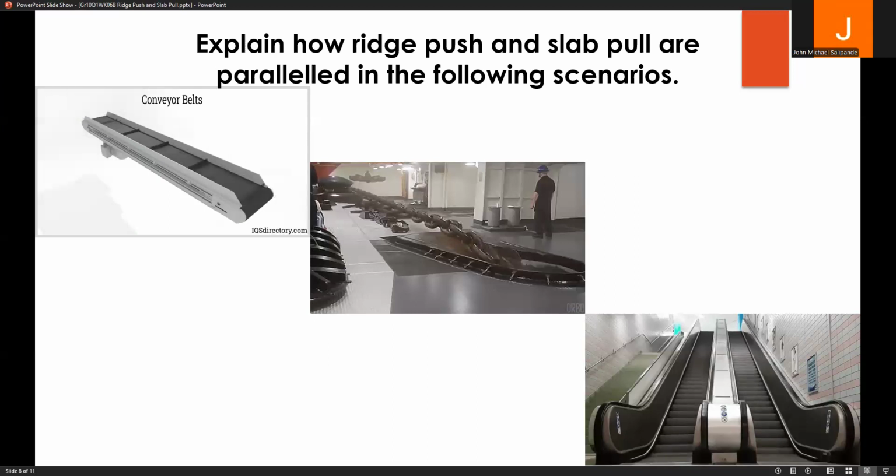And finally, with the escalator scenario, if you are on the platform, whether you're ascending or descending, you're undergoing ridge push. And once the platform that you step on finally descends under the floor or under the escalator machine, that's evidence of slab pull. So this is how ridge push and slab pull are paralleled in scenarios that do not technically involve continental and oceanic crusts.